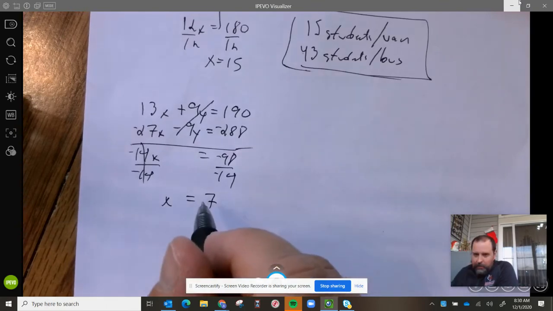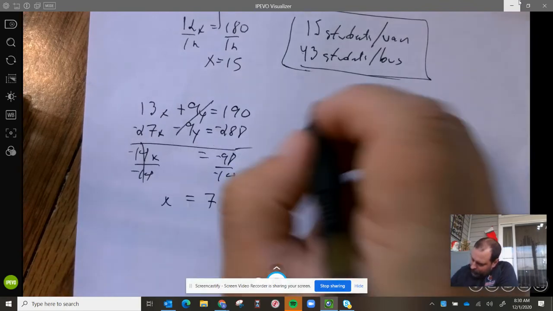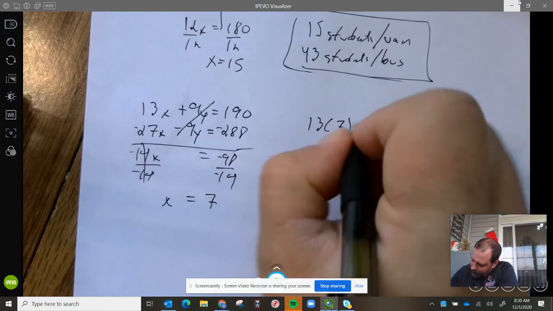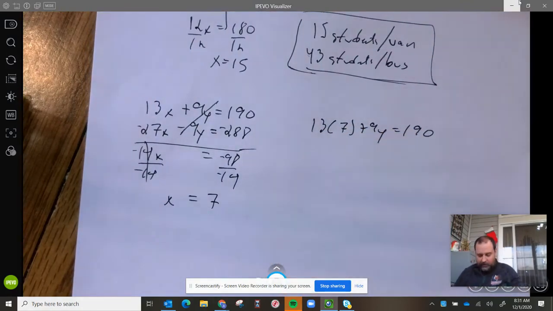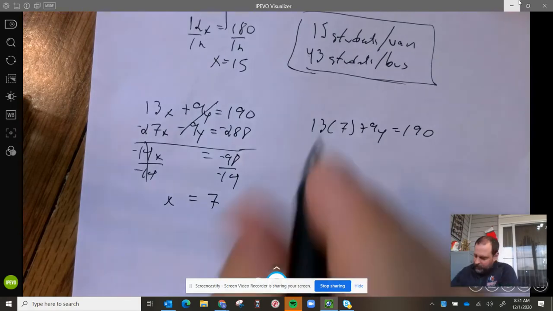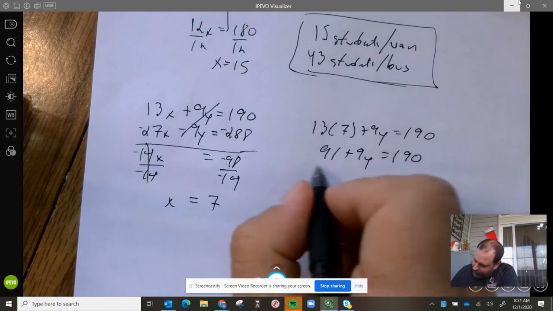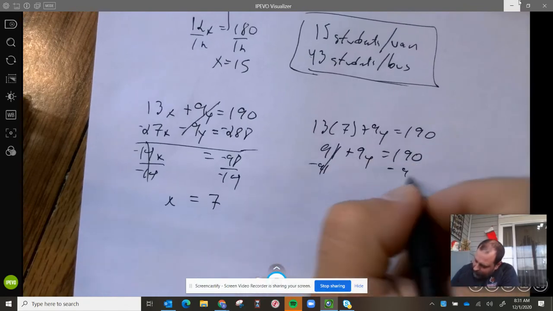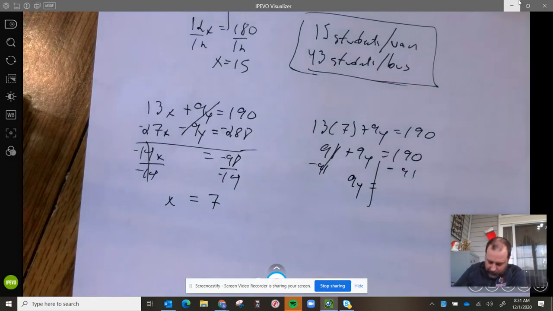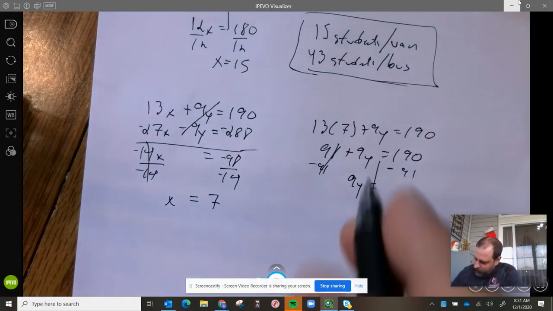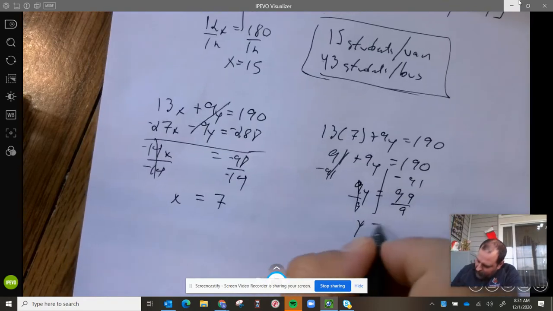All right, we need to plug back in for y then. So if that's my x, I'll use the top equation. 13 times 7 plus 9y equals 190. 13 times 7 gives me 91 plus 9y equals 190. We subtract 91, so 9y equals 190 minus 91 is 99. And divide by 9, and y is 11.